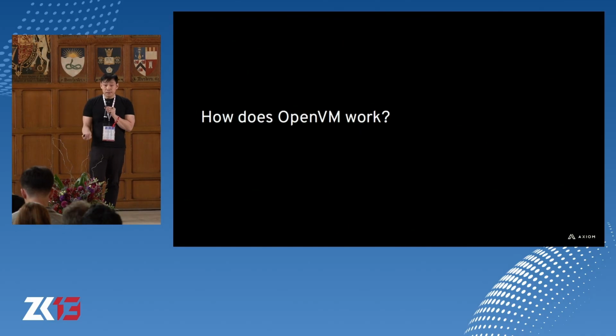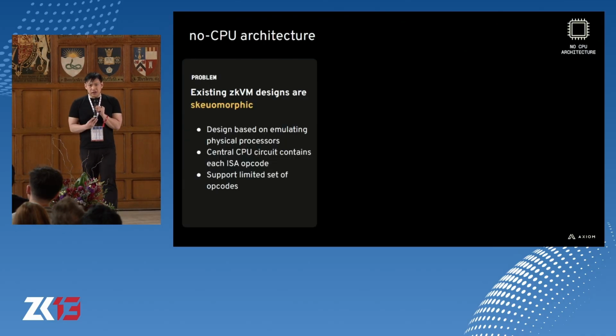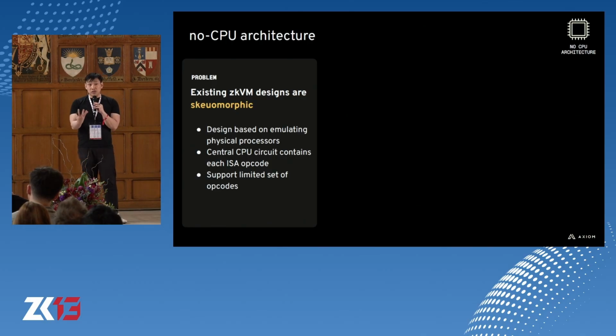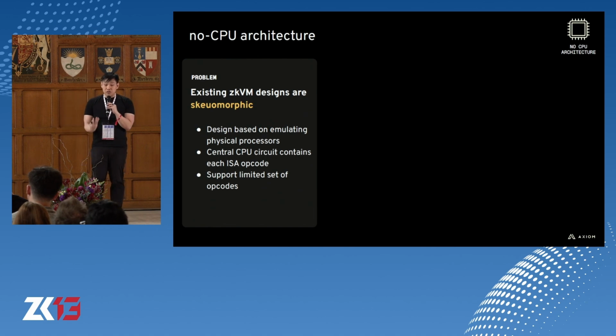So how does this work? Now, the key design consideration we had was to not be skeuomorphic to existing processor architectures when we're building the zkVM. And the reason is that obviously the constraints of ZK are quite different from the constraints of physical hardware. And the one thing we realized is that existing zkVMs have a central CPU trace, where essentially every opcode in the VM must be processed in this trace. And as a result, there's a centralizing effect in that this circuit needs to know about all the opcodes and process all of them. And typically, this will be the largest trace in any segment of a VM.